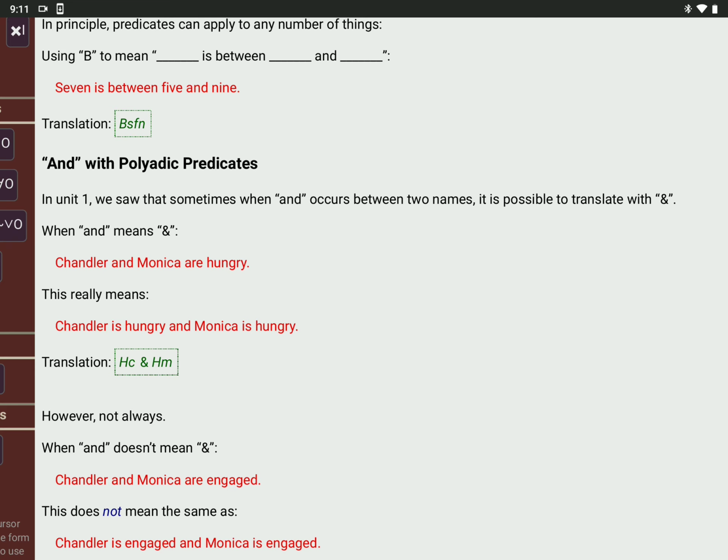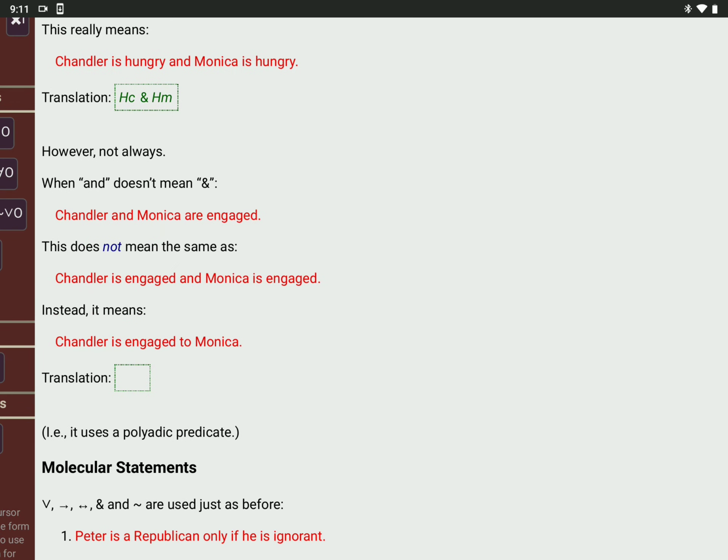But sometimes when you have the word and between names, it actually isn't something you can break up into two thoughts, one about the one person, another about the other person. So if I say Chandler and Monica are engaged, that probably doesn't mean Chandler is engaged and Monica is engaged. It probably means they're engaged to each other. If they're engaged to each other, that's like love. It's a relationship between them. So when you have a relationship between two things, you're going to use a polyadic predicate. So I would translate this as ECM, Chandler is engaged to Monica. That's a polyadic predicate. It's a relationship between two individuals, Chandler and Monica. We represent that relationship with the uppercase letter E.